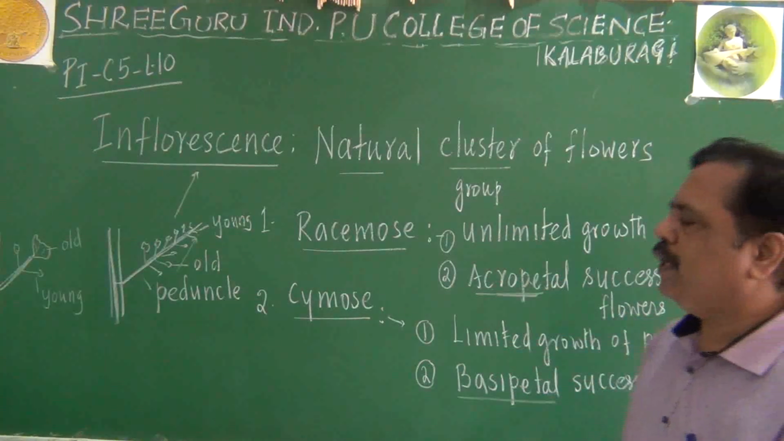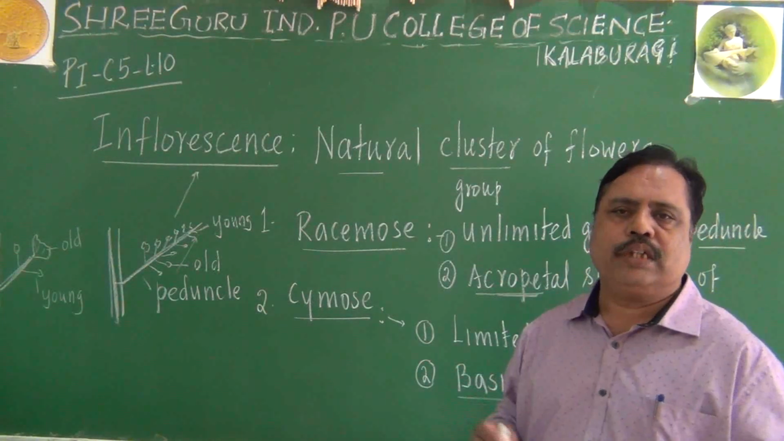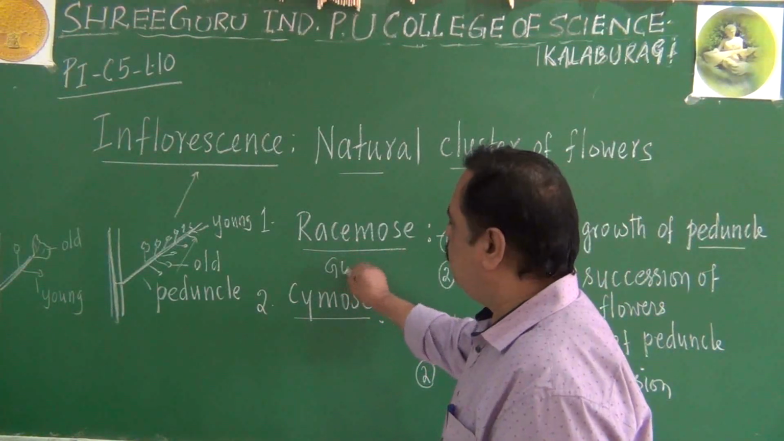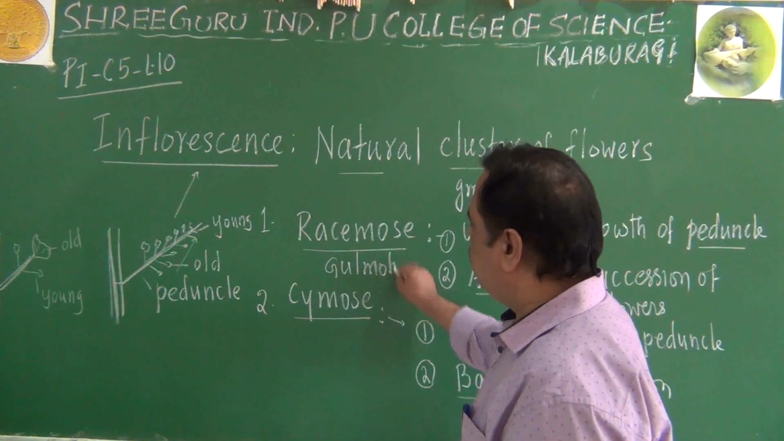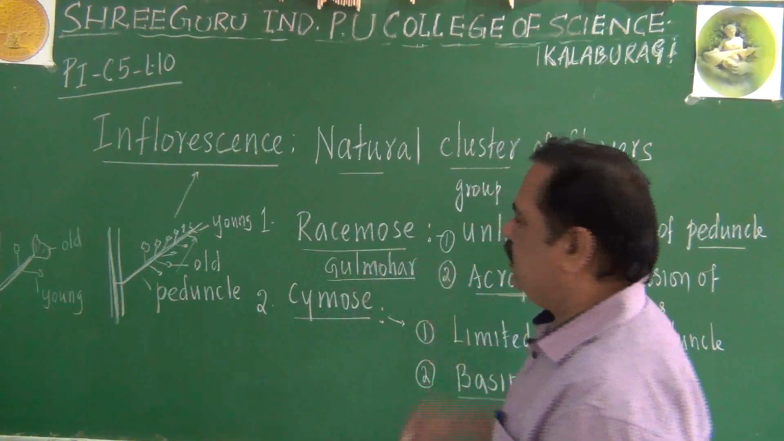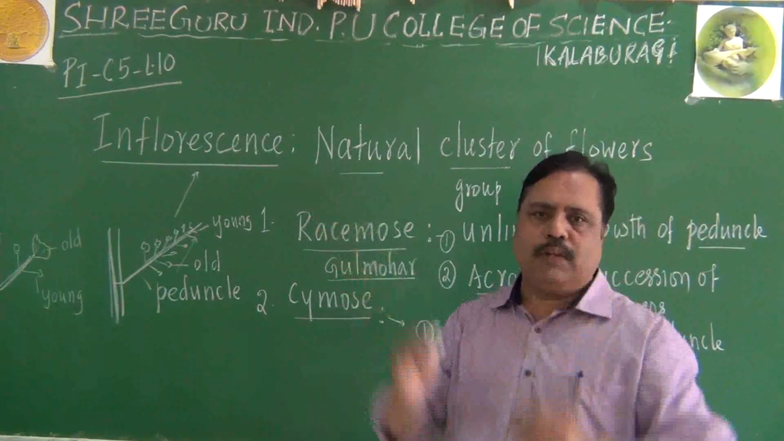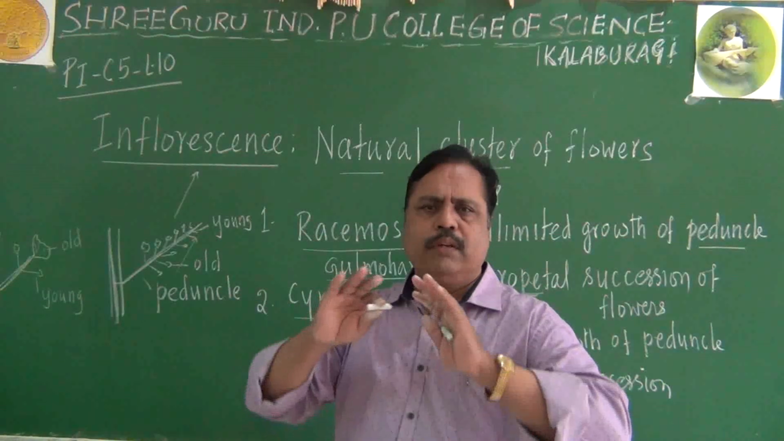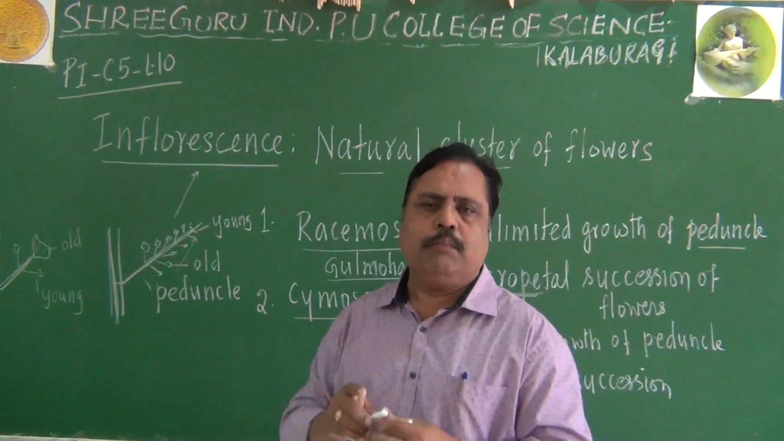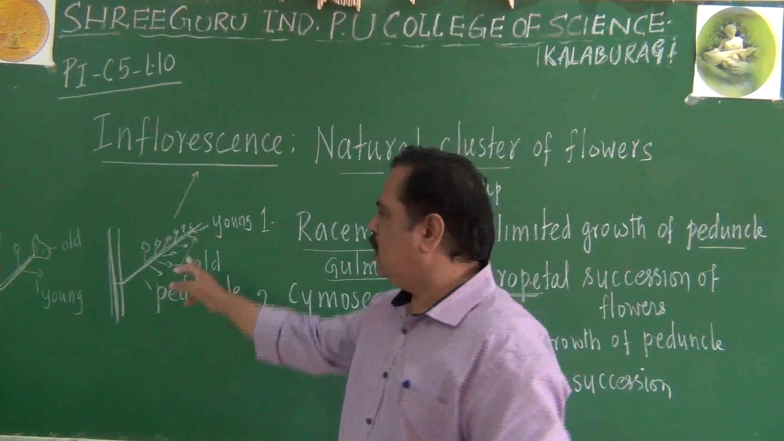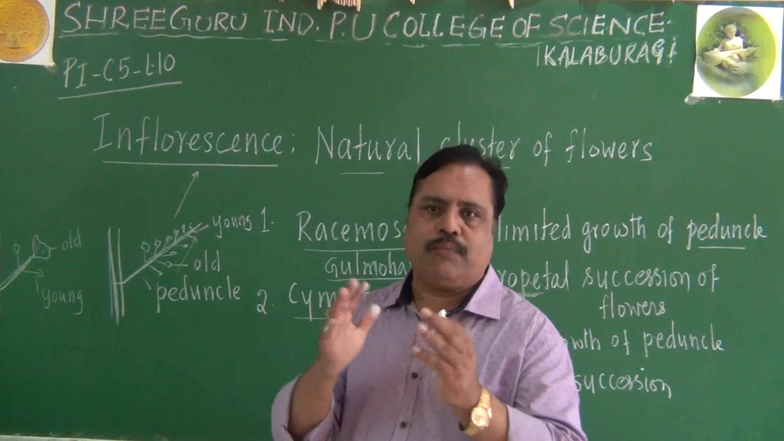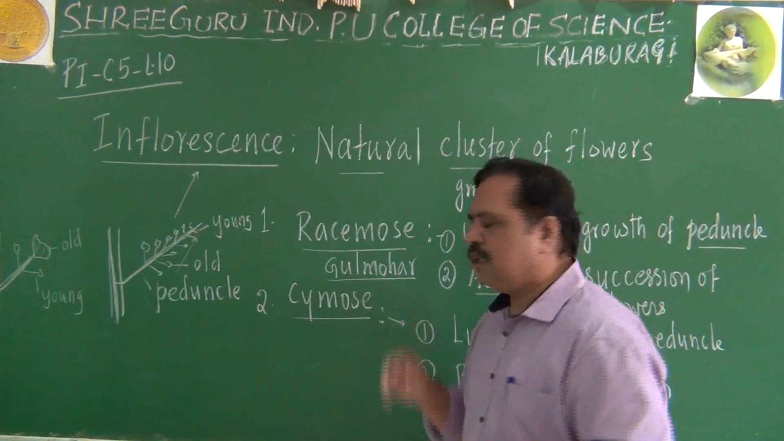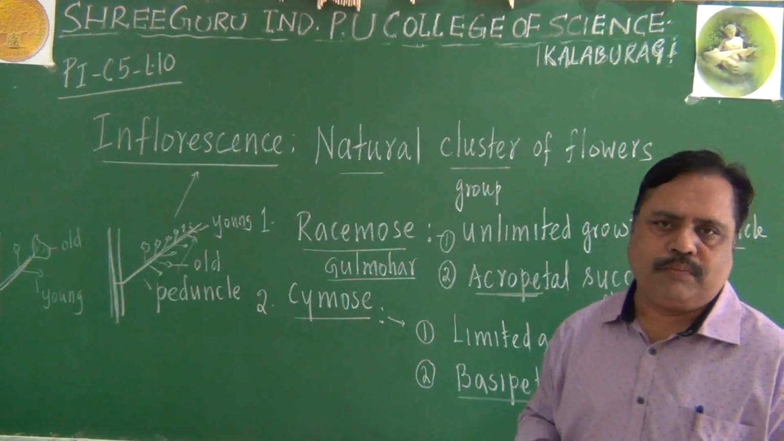Where do we find examples of racemose and cymose inflorescence? Racemose inflorescence can be found in plants like gulmohar. You could have observed yellow colored flowers produced like this on big trees. The tree will have very good green leaves, but amidst them you will get yellow colored flowers, a group of flowers, a bunch of flowers. So that is acropetal succession. Gulmohar is the best example for it.